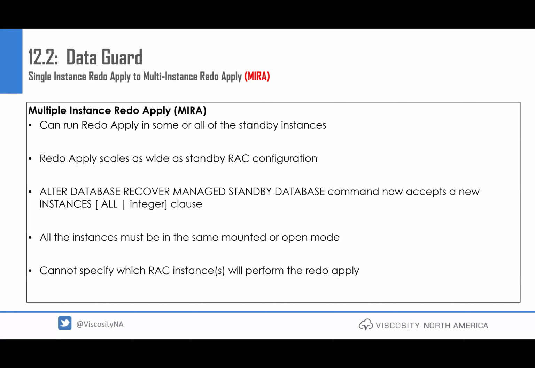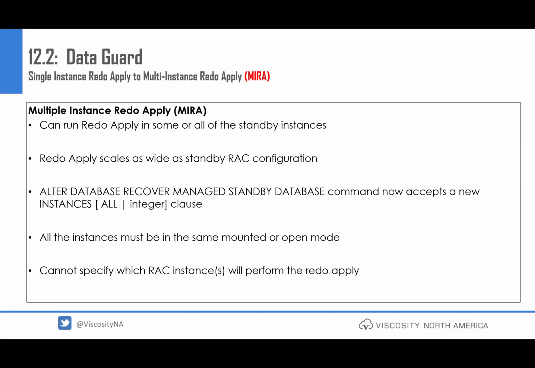And so MIRA doesn't really apply when it comes to a Data Guard environment over a wide area network, because your bottleneck is always going to be at the network layer. But when you have a Data Guard, specifically an Active Data Guard environment at the same data center, and you're trying to do real-time or near real-time reporting, it comes in really handy.